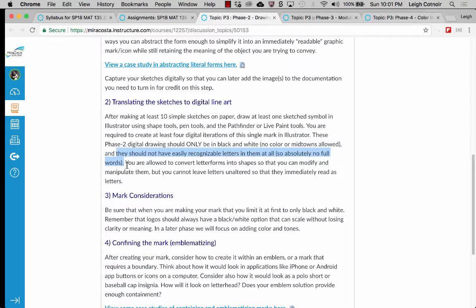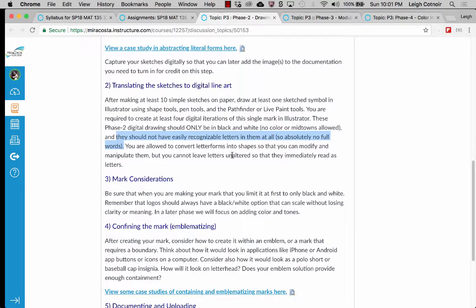All right. You are allowed to convert letter forms into shapes if you want to modify and manipulate them, but you're not supposed to leave the letters unaltered and they cannot be immediately read as letters. All right, so that's a very big part of making your digital sketches.